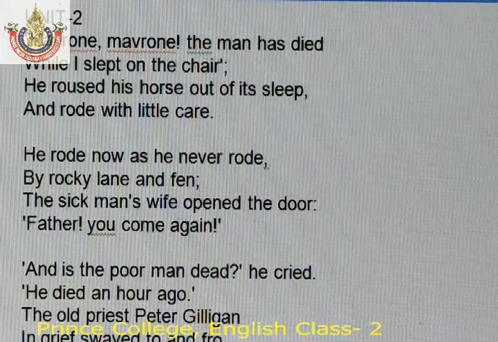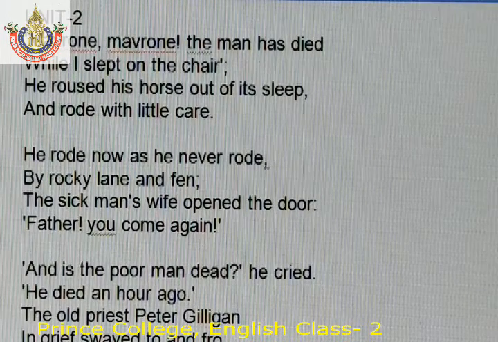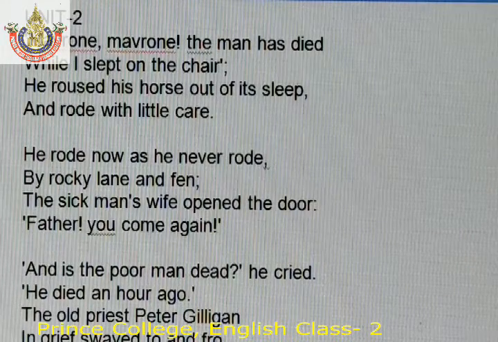The sick man's wife opened the door. Father, you come again? He rode now as he never rode, by rocky lane and fen.